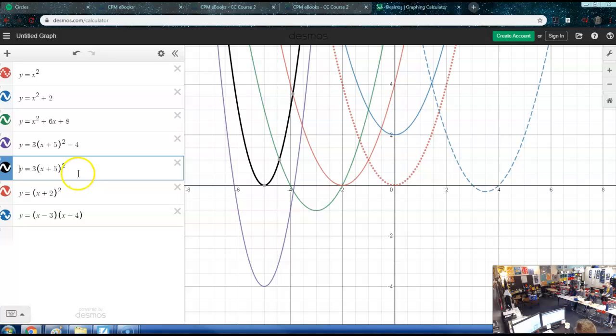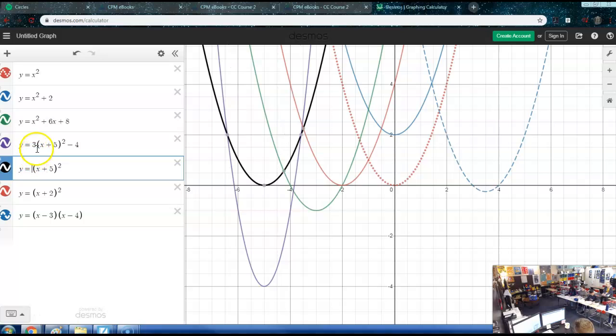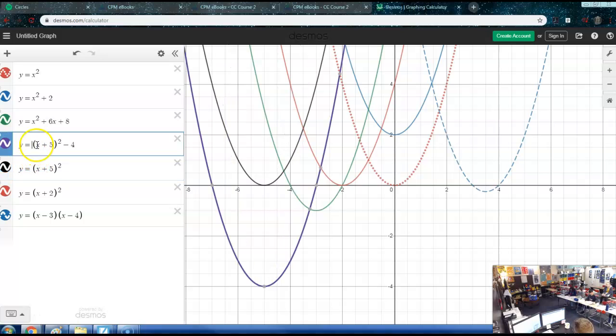Purple has been shifted 4 down compared to the black. Right, so what if we take away this and do it to both? Okay, they widen back out. But what could you say about this?